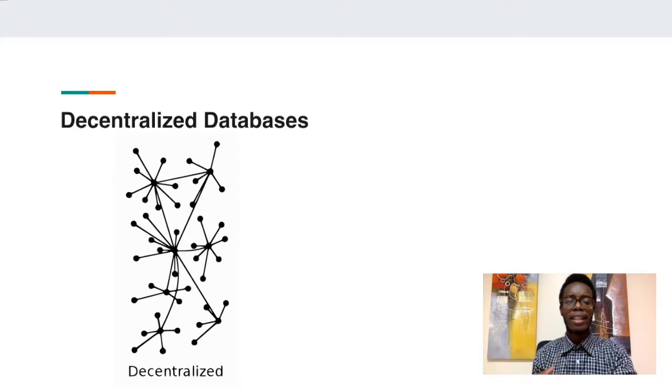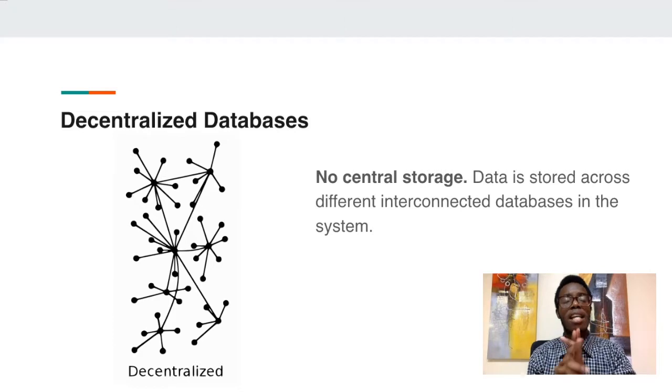Now, let's look at the second type of database, and these are decentralized databases. In decentralized databases, there's no central storage point. Rather, data is stored across different interconnected databases in the system. The greatest value of a decentralized database is that it is more reliable. It means it is less likely for such a system to actually fail, because if one database fails, there are other alternative databases that store exactly the same information. So there are always backups in decentralized systems.